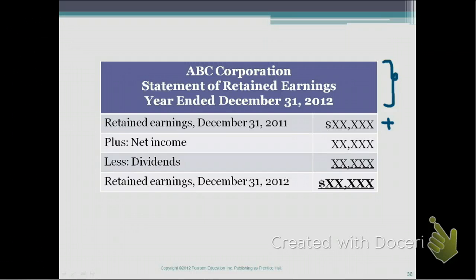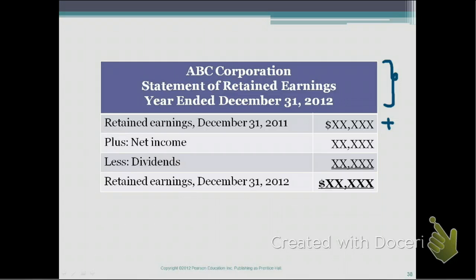Beginning retained earnings is retained earnings at the end of December 2011. Remember, we're preparing our retained earnings statement from 1st of January 2012 to December 31st, 2012.